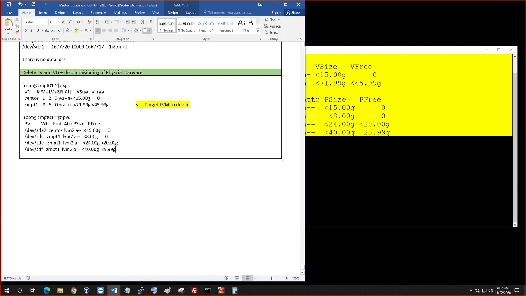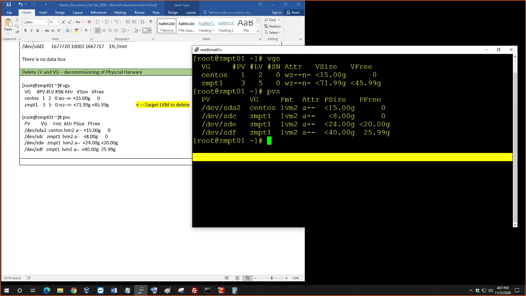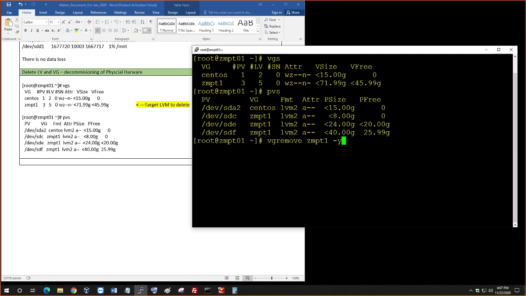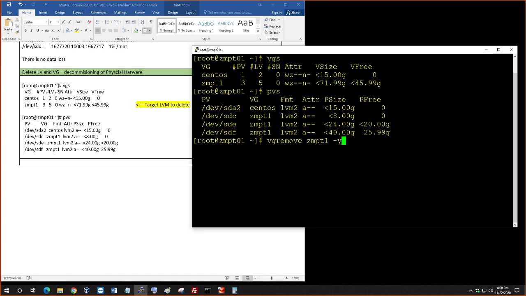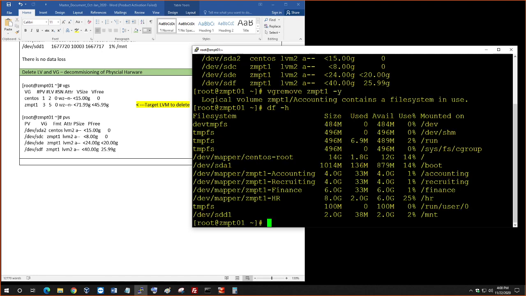Okay, so now what I'm going to do is run the command vgremove. Okay, and then I'm going to say the volume group name and -y. Okay, so it says volume group remove. So it's going to remove all this from the volume group. Okay, so it says accounting is in use, so you do df -h.